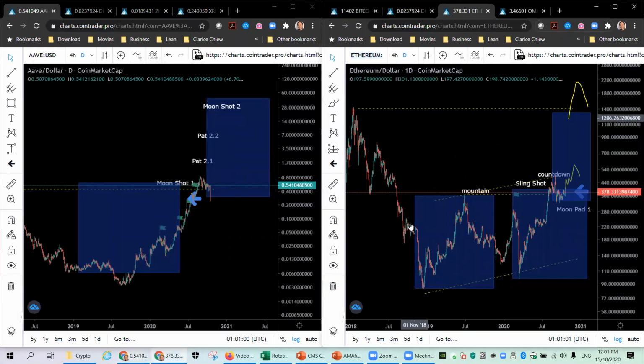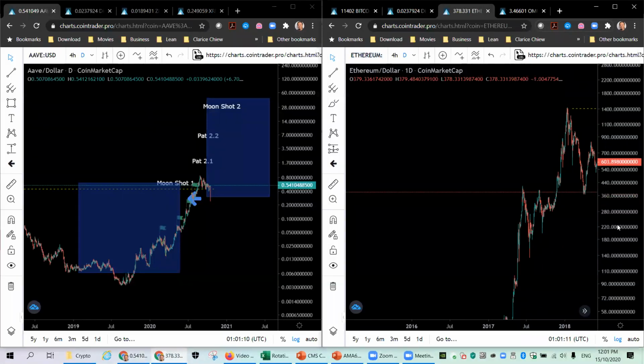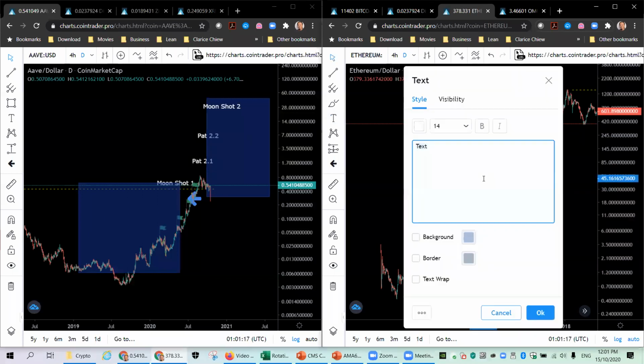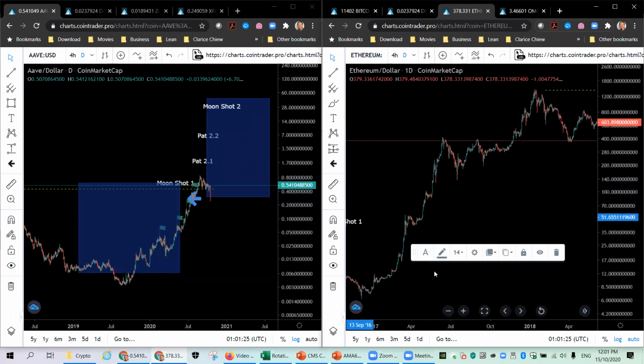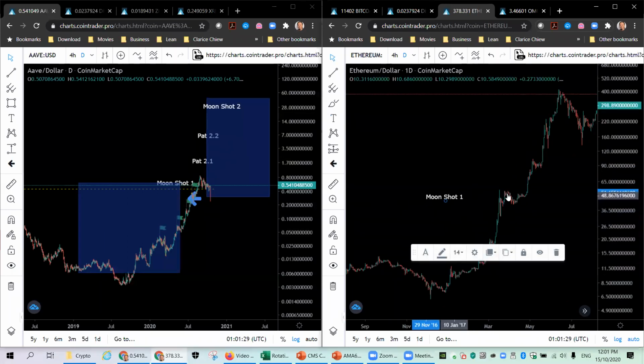Oh yeah, we've got Ethereum on the right. So let's give us a view on 2016 Ethereum. Let me help us compare Ethereum. For example, Ethereum's 2016, this is the moonshot one. So that's the moonshot one for Ethereum. Let's just zoom in over here. Here's the moonshot one.